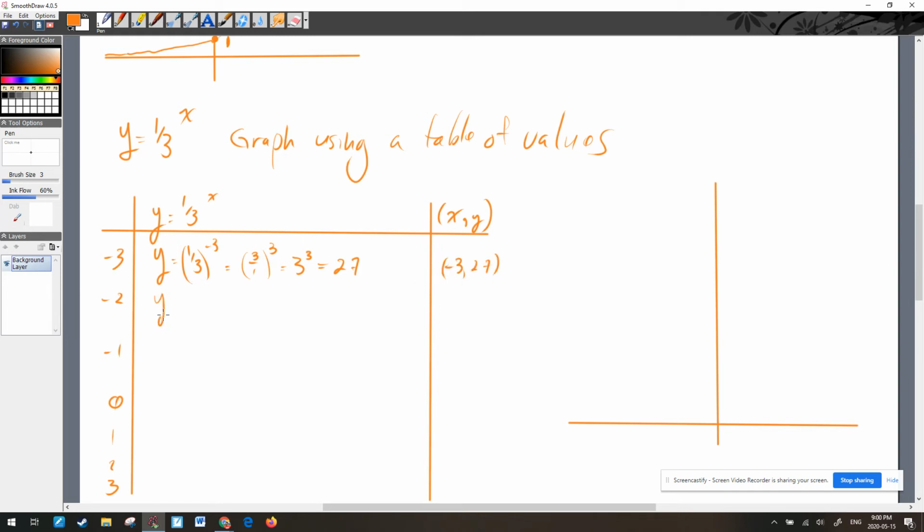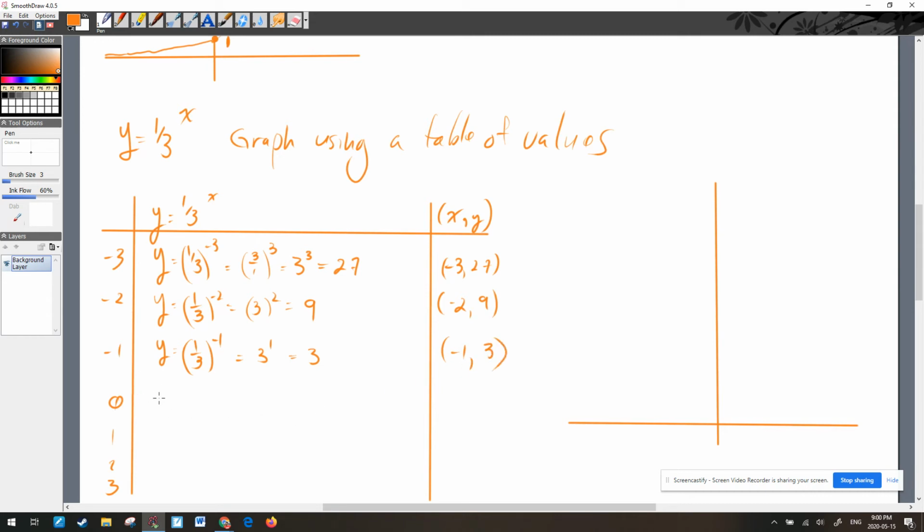Next one, y equals 1/3 to the -2. Negative is going to cause it to flip. 3/1 is just 3. So it becomes 3 squared. 3 squared is, of course, 9. So this is -2 and 9. Y equals 1/3 to the -1. I'm going to flip it. It's going to become 3. 3 to the exponent 1 is, well, it's 3. So this is -1 and 3.